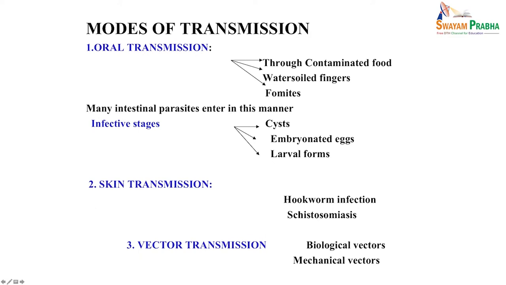So, what are the different modes of transmission? One could be oral transmission, that is through contaminated food, water, soil, fingers or fomites. Many of the intestinal parasites enter in this manner, which could be either in cyst form or embryonated eggs form, or they could be in larval forms. Or through skin, one could get infection, which occurs in hookworm larva, which can penetrate, or other schistosoma larvae, or there could be vector transmission. That is, the vector is acting either as a biological vector or as a mechanical vector.